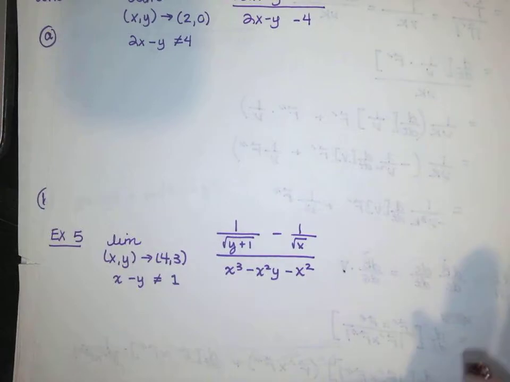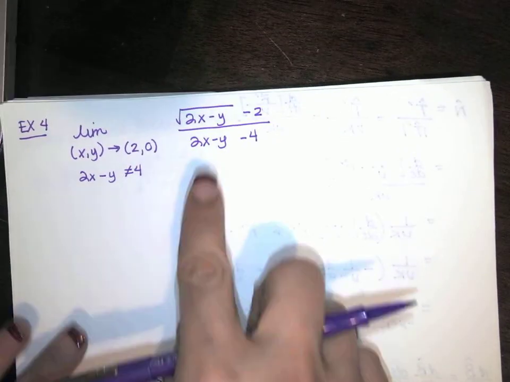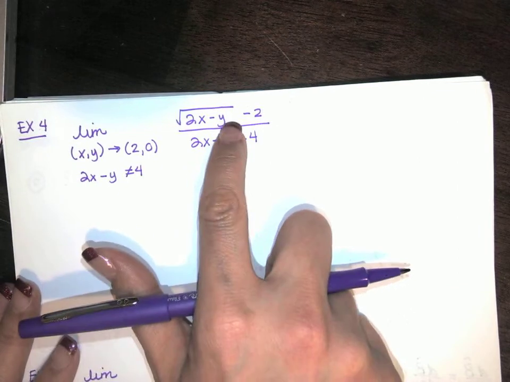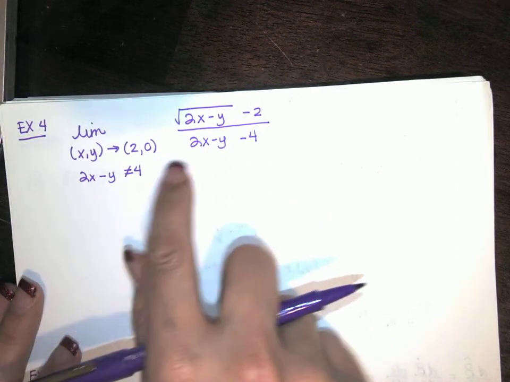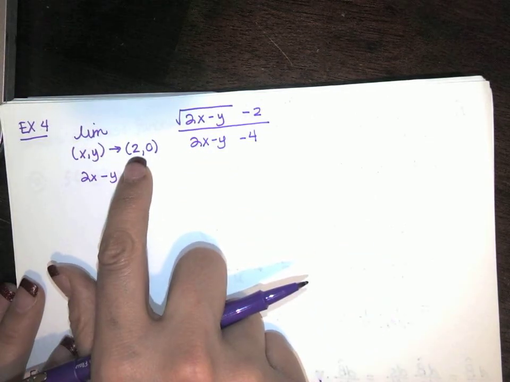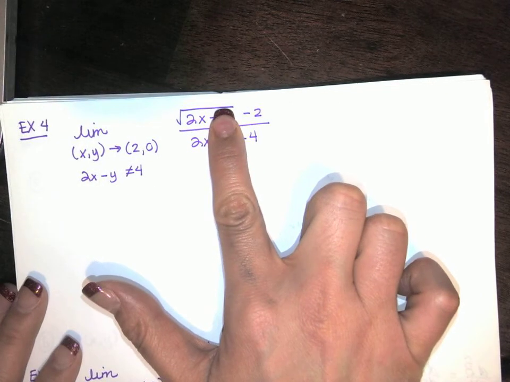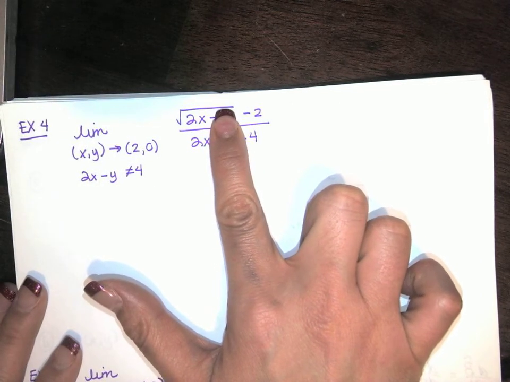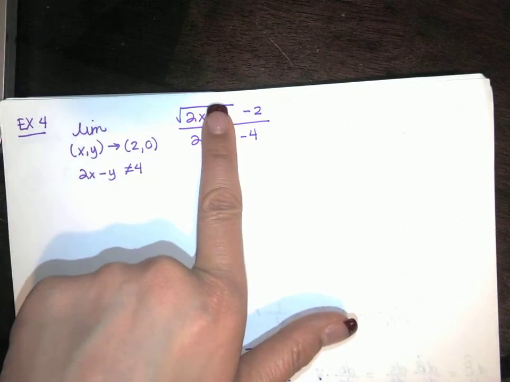Let's look at another example. Also Calc 1 style. Look at that. Now if I plugged in x equals 2 here, let's say the y's were gone. So I had the square root of 2x minus 2 over 2x minus 4. Let's say that there were no y's.